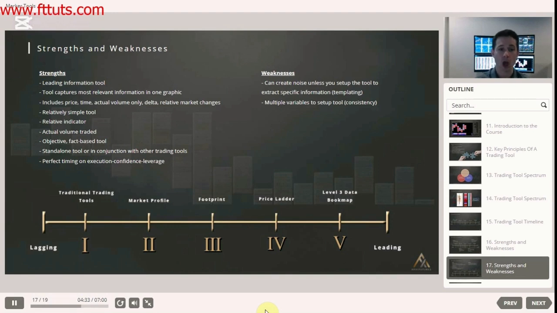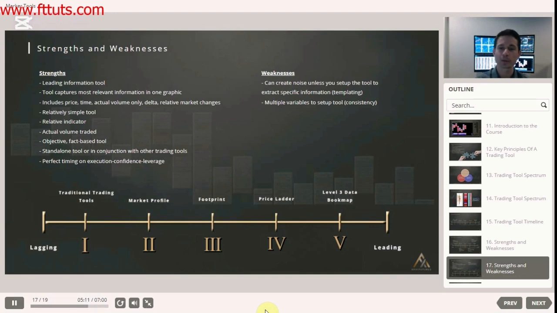Then, it shows us only the actual volume traded, and this is where it trumps the price ladder quite significantly, is that the price ladder can show us a lot of spoofing and a lot of fake orders, whereas the footprint only shows us exactly what is being transacted. Note, it's an objective fact-based tool, and this is particularly important, is that we're not leaving the decisions on opinions or subjective information. We can see the buying coming into the market, we can identify a strategy around this buying, and we can execute on fact-based information.